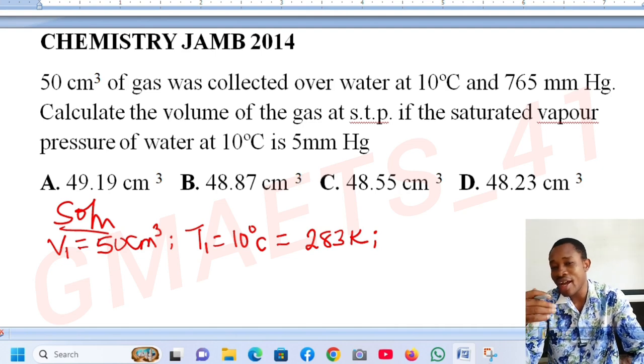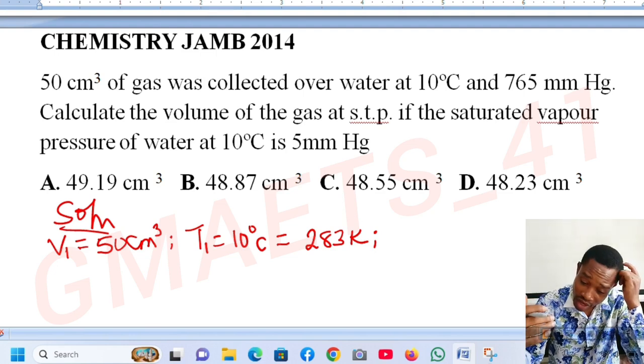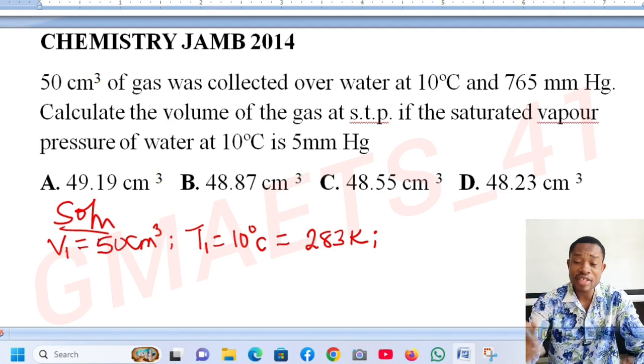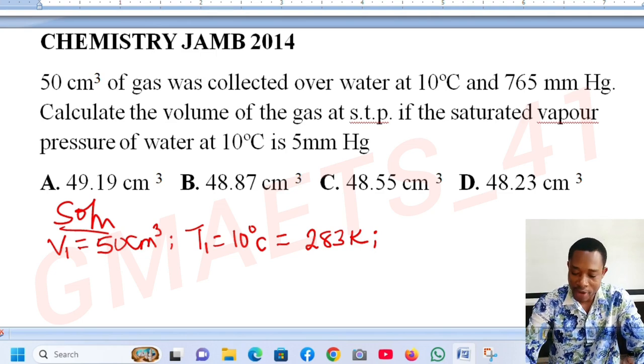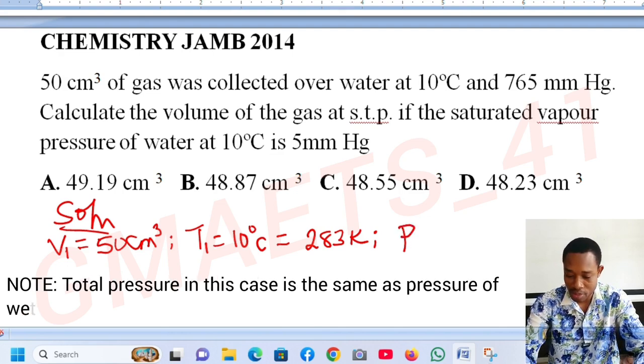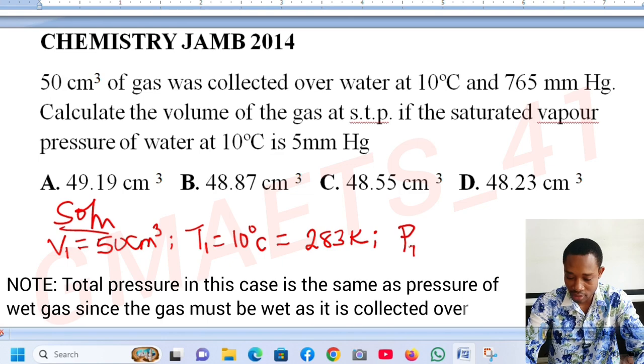Then again, you find out that we were given the pressure. The time when the gas was collected over water, the pressure was given to us. The pressure there is 765 millimeter of mercury. Please take note, that pressure is the total pressure. Permit me to use P subscript T, total pressure, and it's given as 765 millimeter of mercury.